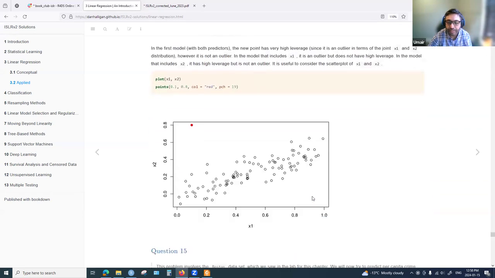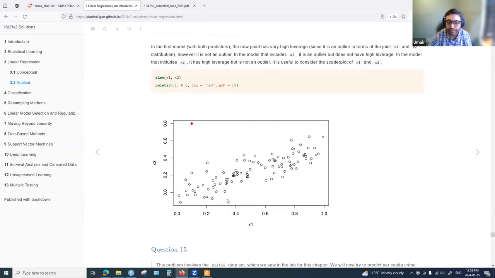So we can clearly see that when we plot x1 and x2 with this newly added point, x2 has this point beyond the usual range of x2. So the usual range is starting here up to about 0.6. But this new point was about 0.8, and that's why we see that x2 has a high leverage. This point has a high leverage when you fit the model.